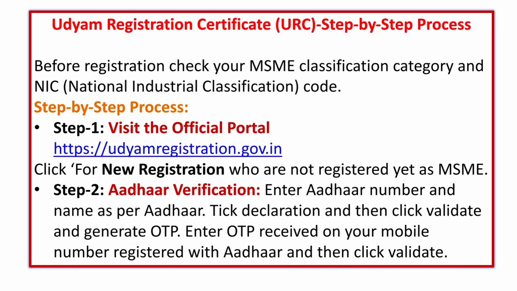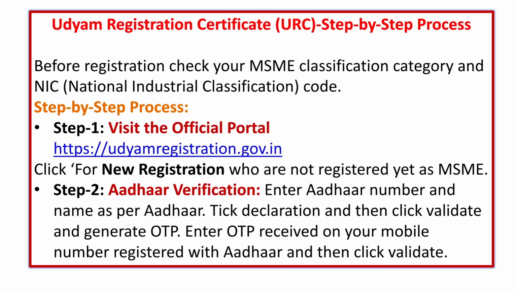Udyam Registration Certificate, abbreviated as URC, step-by-step process. No documents required for upload at the time of registration. Before registration, check your MSME classification category and NIC code, that is, National Industrial Classification Code. Step-by-step process. Step 1. Visit the official portal at https://udyamregistration.gov.in. Click for new registration who are not registered yet as MSME.